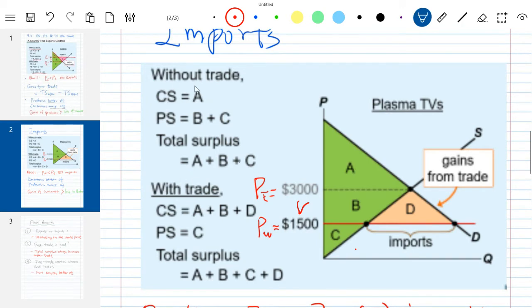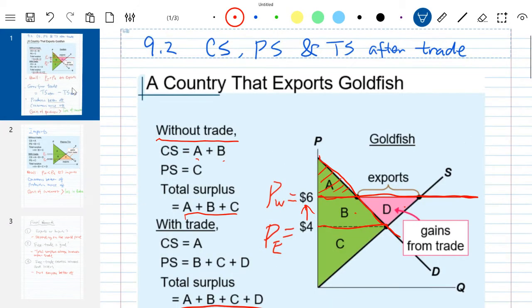So in the case before, when this country doesn't do trade, we're going to go with this domestic price, $3,000. Given this price, consumer surplus is everything that's above this price and below the demand, that's area A. And producer surplus is the area that's below this equilibrium price and above the supply function. So that's B and C. Therefore, the total surplus is A, B, and C, which is similar to the first graph.